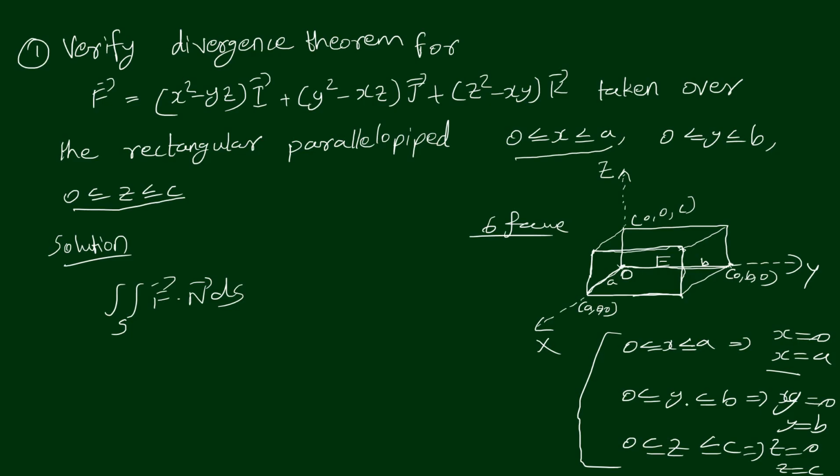So here this rectangular parallelepiped is not a smooth surface. So we can see that there are many corner portions, and at the corners it is not smooth. So we know that at corners the surface is not smooth. So we need to divide this into smooth surfaces.